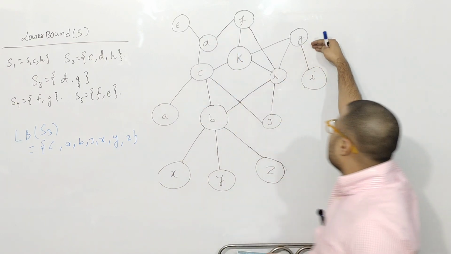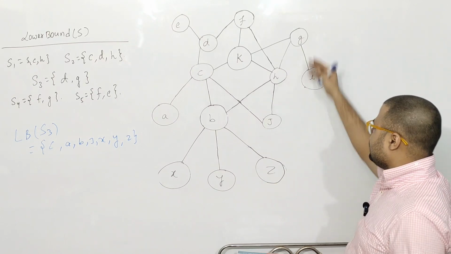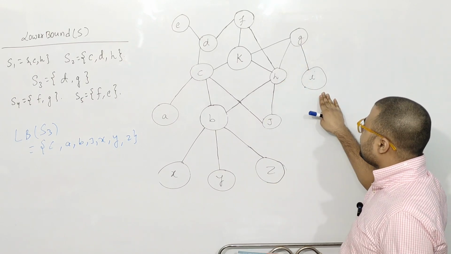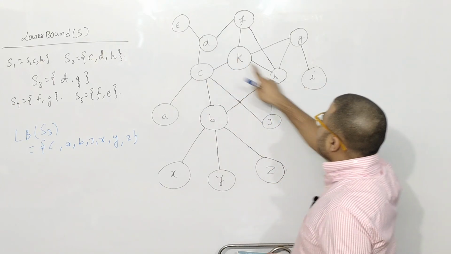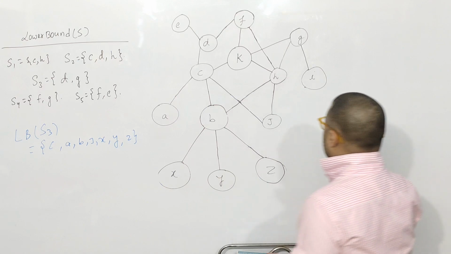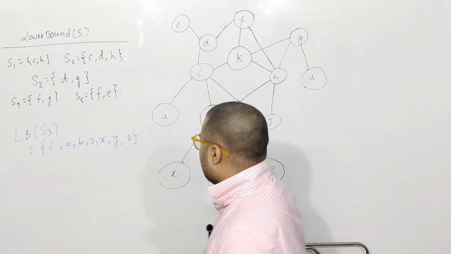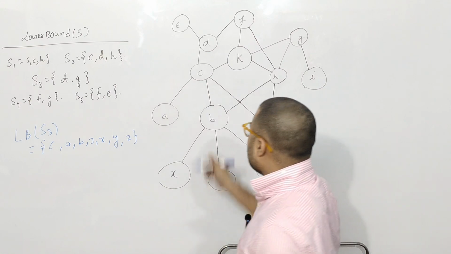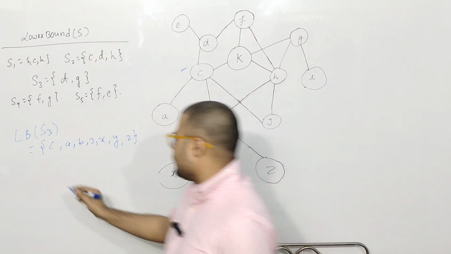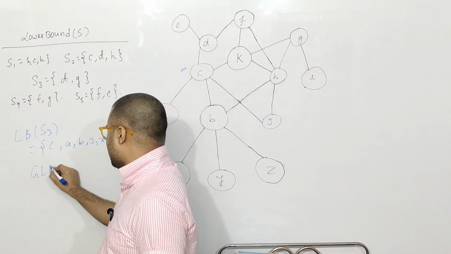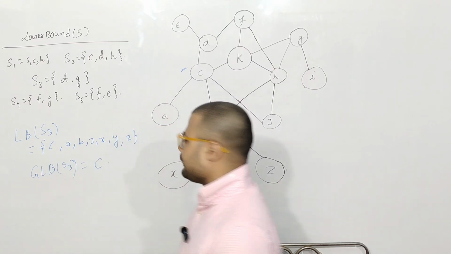When it comes to G, you have H and I. One step below G is H and I. H is not related to D. I is not related to D. So that's it. This is your lower bound of S3. So as you can see, there is only one point of meet, which is this C. So this is your greatest lower bound also. Greatest lower bound of S3 is equal to C.